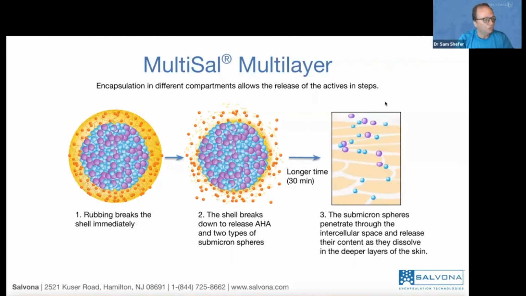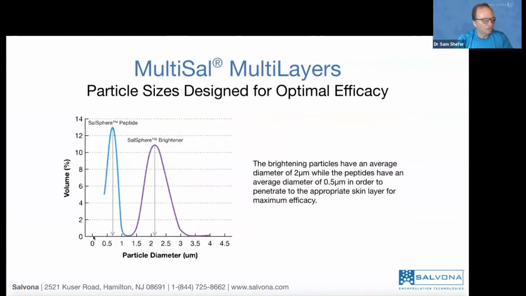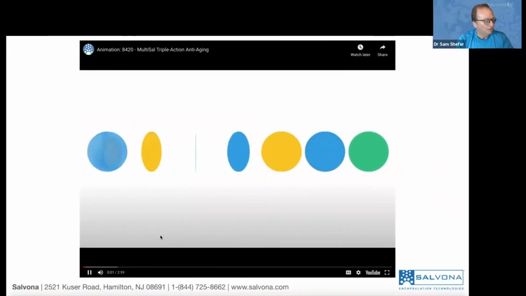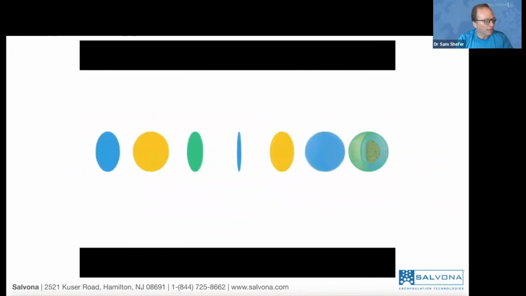How do we know this works like this? We can actually measure the particle size in the lab. You know how to do it now. So we have the smaller particles with the peptides. They are much smaller, about 0.5. And then we have the brightening agent, which is a particle of about 2 microns. So this is how we design it to penetrate to different layers and cause the effect. And you can see a short video that will explain what's actually happening.